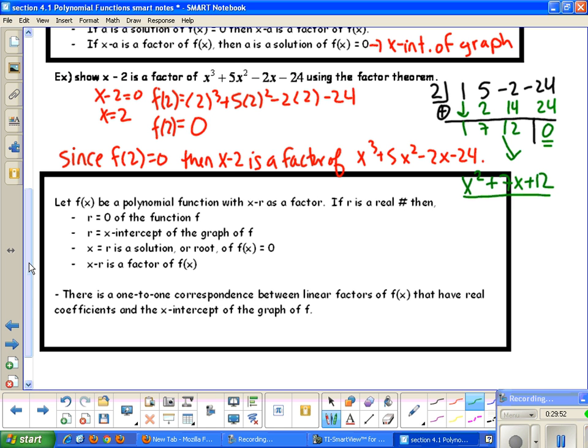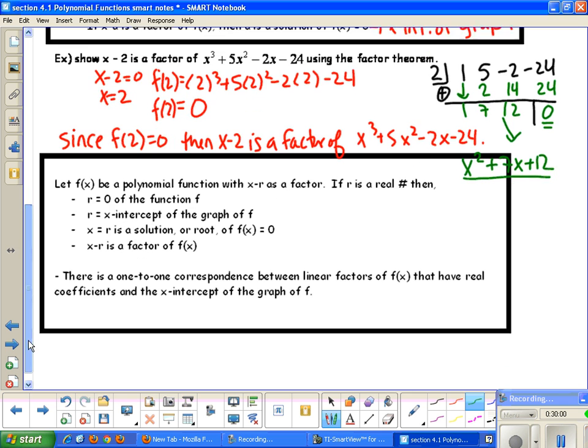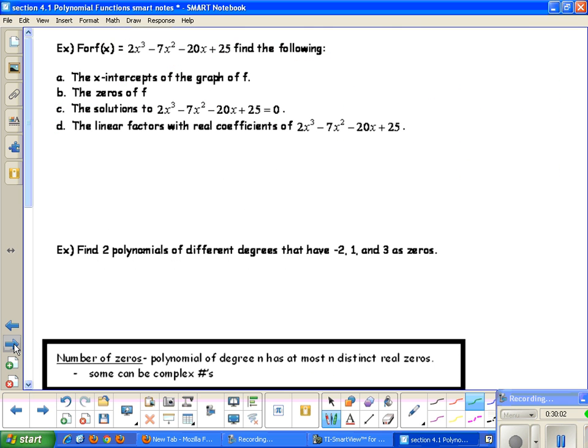And also to note that there is a one-to-one correspondence between linear factors of f of x that have real coefficients and the x-intercepts of the graph of f. So let's go ahead and do some more examples. For this polynomial function, we want to find the following: the x-intercepts of the graph, the zeros, the solutions when it's equal to 0, and the linear factors.